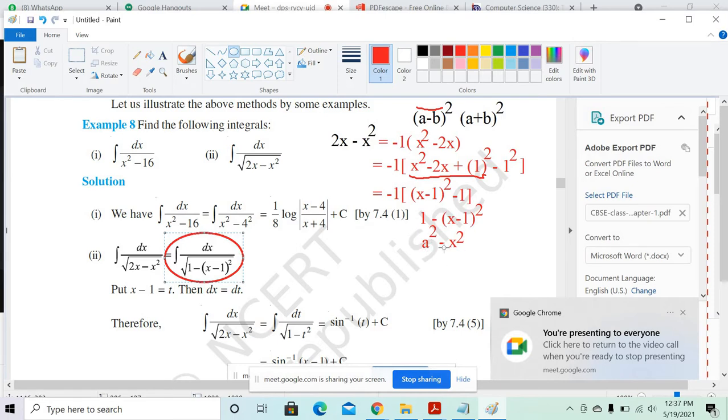Got it, no? Yes, sir. So when you put x minus 1 as t and differentiate it, you will get dx is equal to dt. Then finally you will get this equation. This equation comes as a square minus t square. This is in the form of your property number 5. Then you can apply property number 5 and then replace the t with x terms. Got it? Yes, sir. Try it out. Clear, right? Yes, sir.